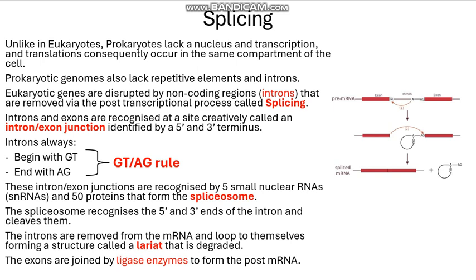Prokaryotic genomes also lack repetitive elements, which we talked about before, about them not having any tandem repeats, and they also lack introns, which are non-coding regions of DNA within coding regions. So they're non-coding regions within a coding gene. Eukaryotic genes do have these introns. They're disrupted by non-coding regions that are removed via a post-transcriptional process called splicing.